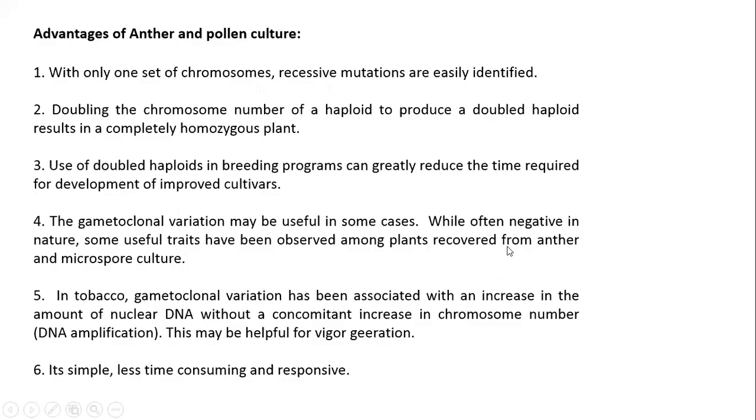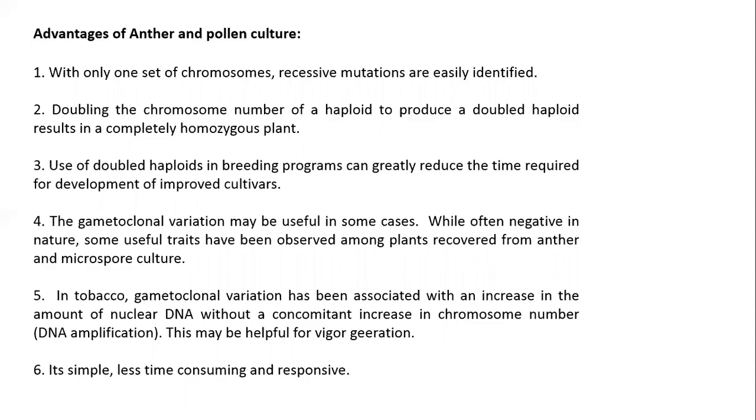So what are the advantages of anther and pollen culture? The plants have only one set of chromosomes, so mutations can easily be identified. With chemical treatment we can easily double the chromosome number and produce a double haploid plant, which ultimately results in a completely homozygous plant. The use of double haploids in breeding programs can greatly reduce the time required for the development of improved cultivars.